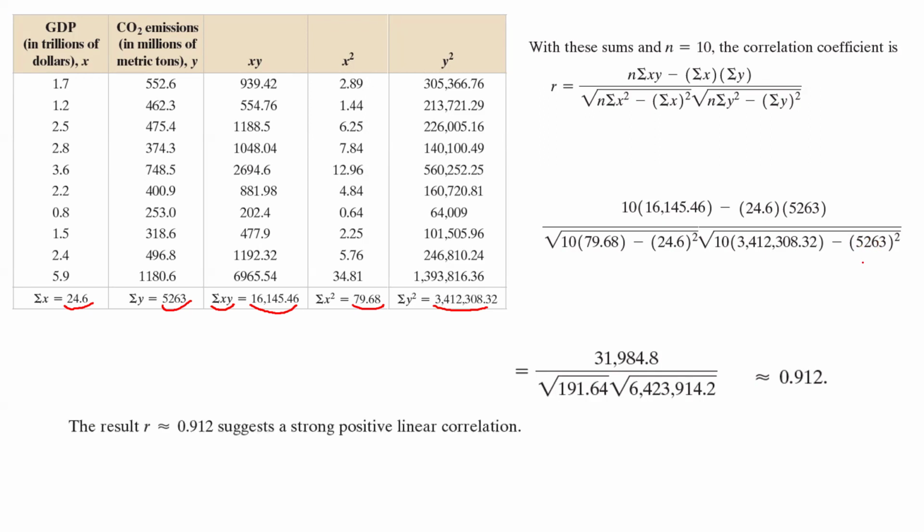The result, R, which is approximately 91.2%, suggests a strong positive correlation. So, based on the data and the correlation coefficient, we can see there is a strong relation between GDP and CO2 emissions.